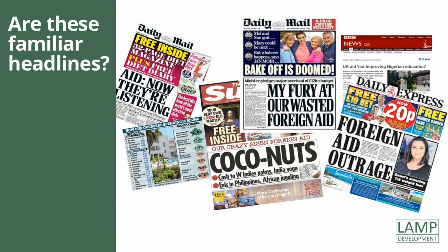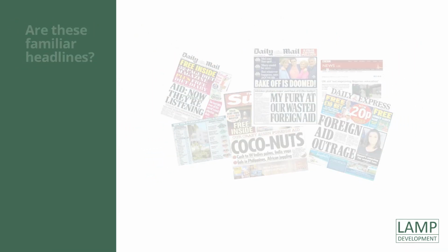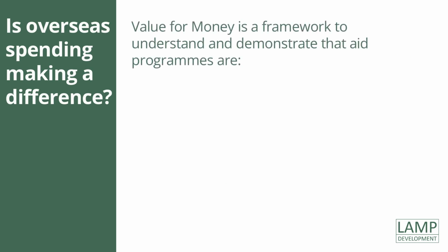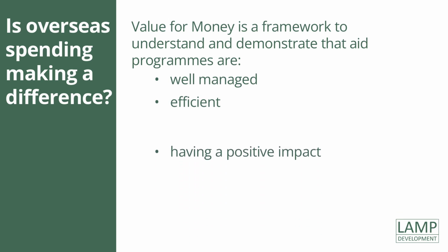Over the last 10 years, there has been increasing pressure to justify spending on overseas aid, and an increased level of scrutiny. These articles are commenting on issues such as whether UK aid budget increases are justified, or whether aid programs are making a genuine difference. The use of value for money, as a framework on aid programs, was developed in order to better understand and demonstrate whether aid programs are not only being well managed and efficient, but that they are also making an impact.